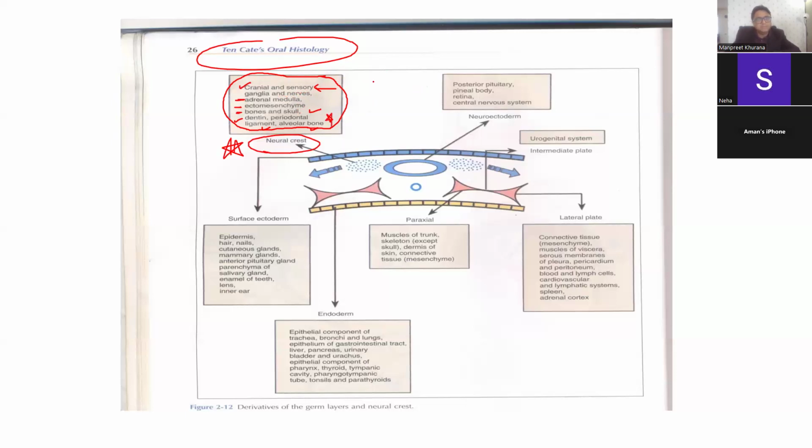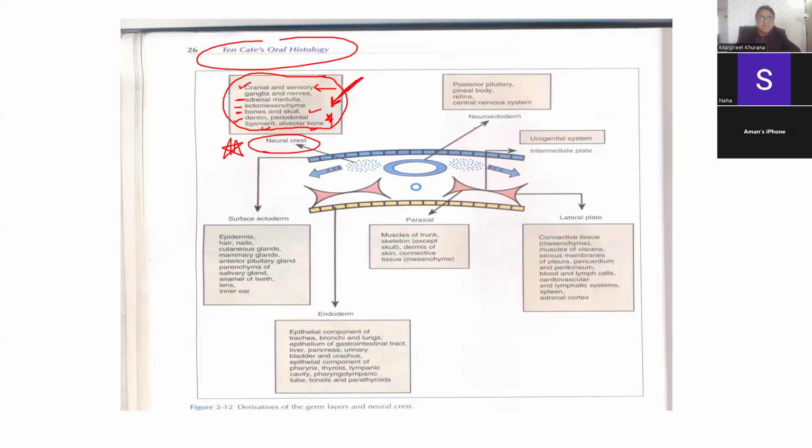Now, the cranial nerves are derived from neural crest cells. The adrenal medulla is derived from neural crest cells. Ectomesenchyme, we'll discuss what it is and why we call it ectomesenchyme, not ectomesoderm or anything. Bones, skull, dentine, PDL, and alveolar bone. I'm repeating it again and again because these are very, very important.